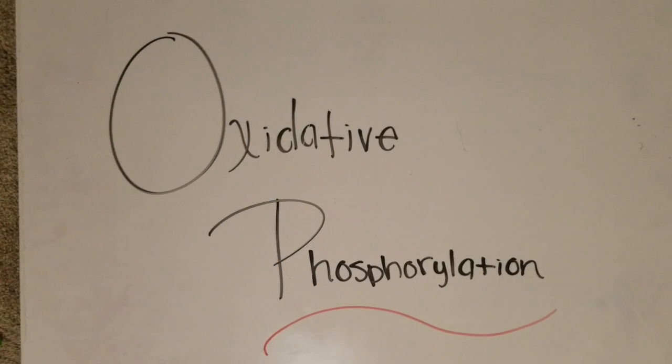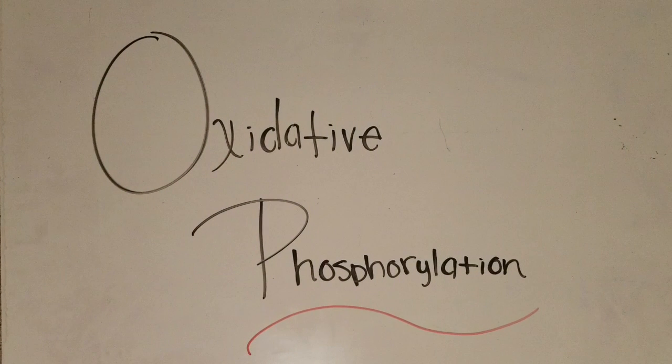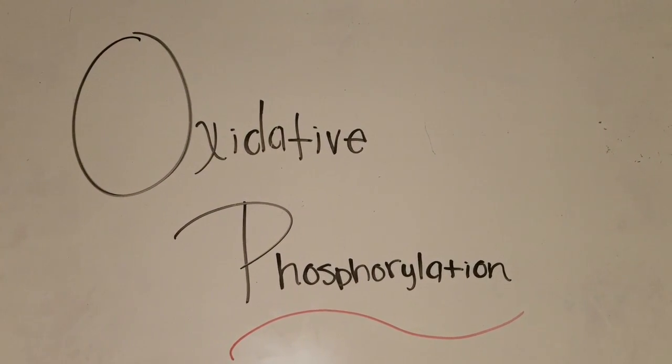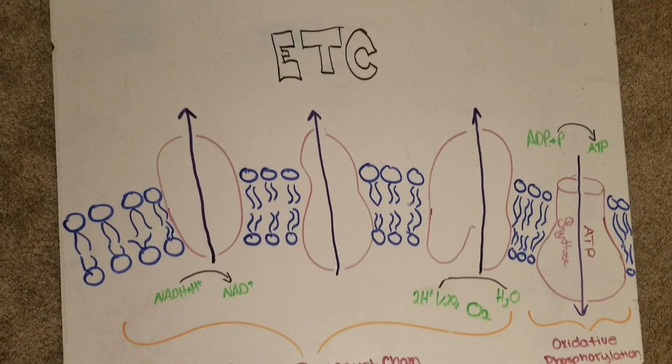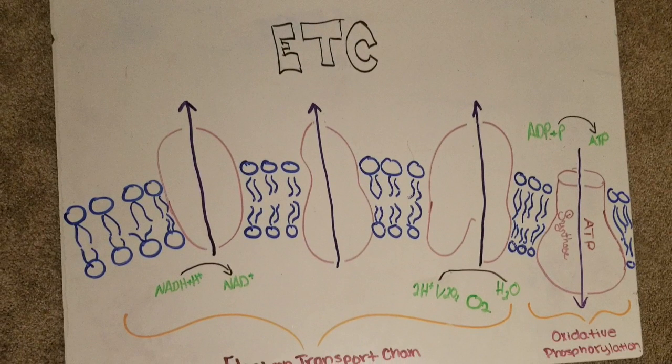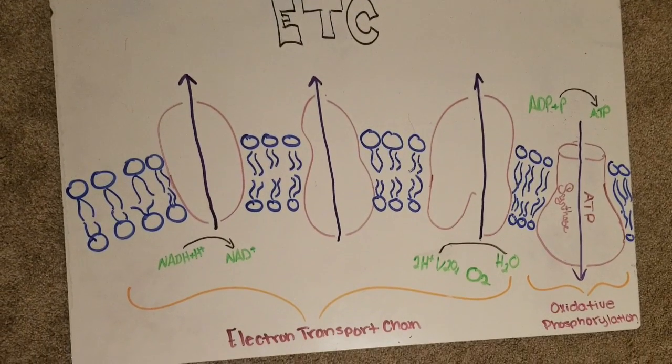Oxidative phosphorylation is the metabolic pathway in which cells use enzymes to oxidize nutrients. The electron transport chain forms a proton gradient across the inner mitochondrial membrane. This drives the synthesis of ATP via chemiosmosis, which is the movement of ions across the membrane.